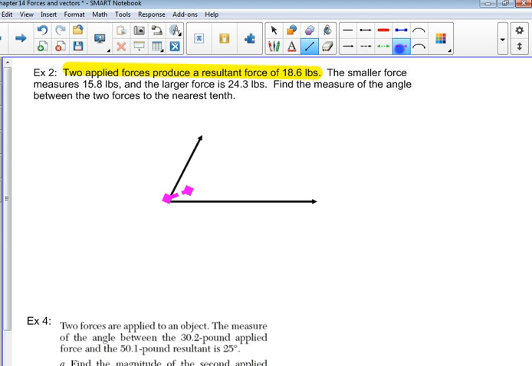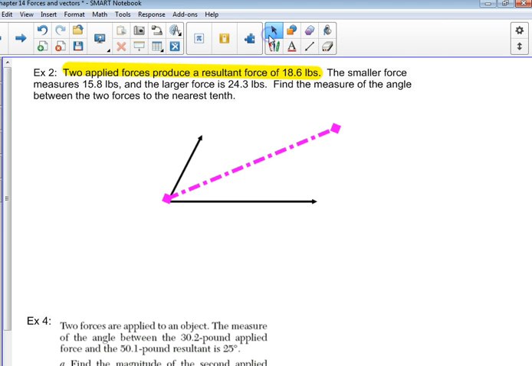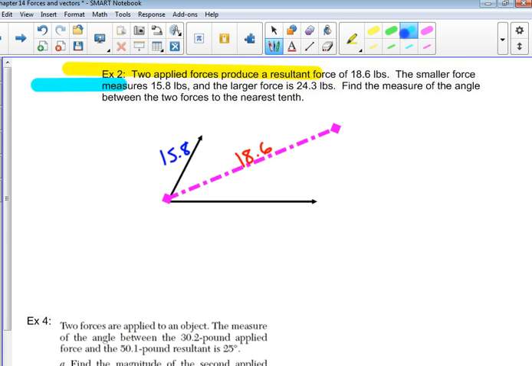So this time, I know my resultant force is 18.6. I'll write that in. 18.6. Okay, let's continue here. So the smaller force measures 15.8. Okay, so here we go. So this one's 15.8. And the larger force is 24.3. Oh, all right, great.